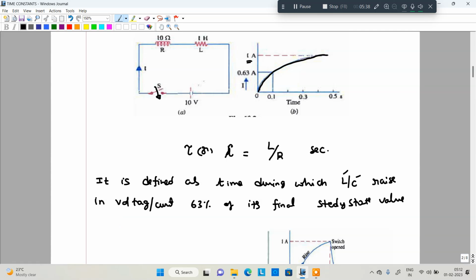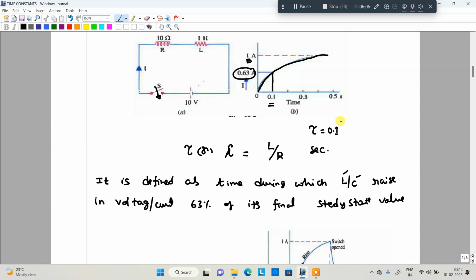Got my point? Finally, what is the time constant? Whenever you switch on the power supply, the inductor is trying to reach 63% of the maximum current. Here the maximum current is 1 ampere. What is 63%? 0.63 amperes. Then you will get the time constant. In this particular case, the time constant tau is equal to 0.1.